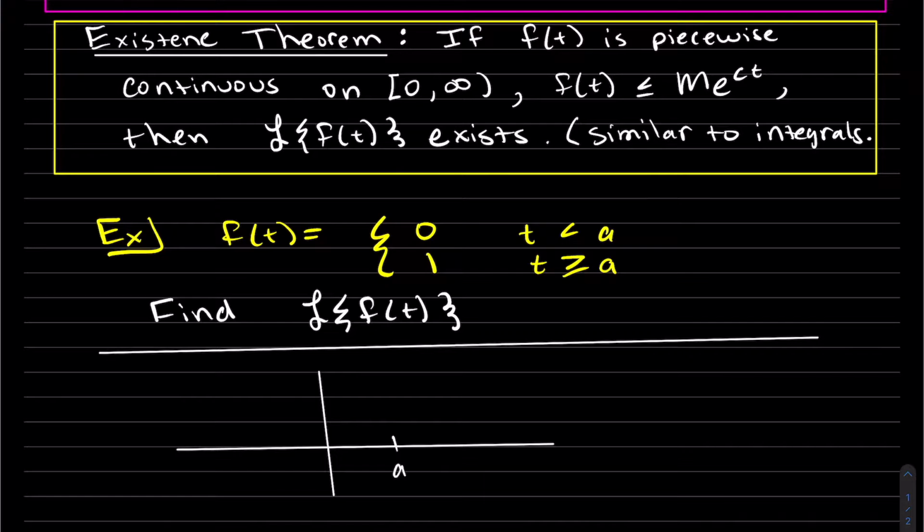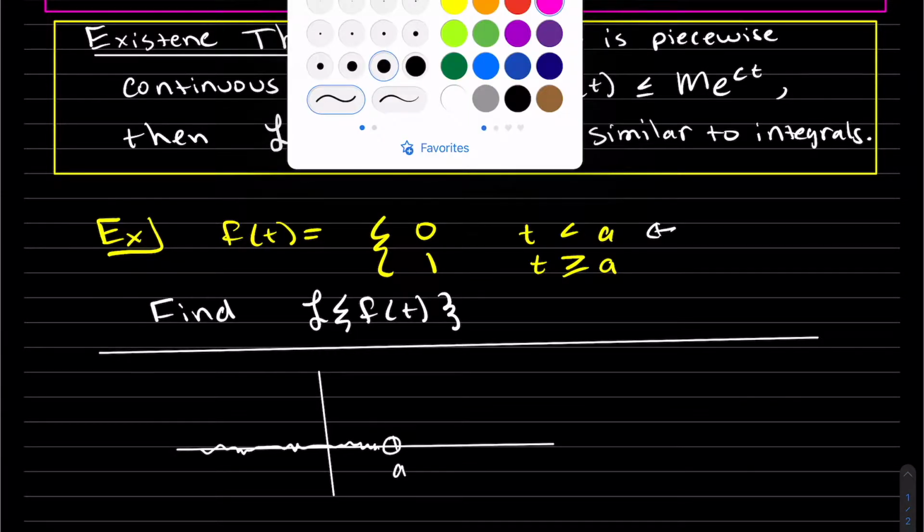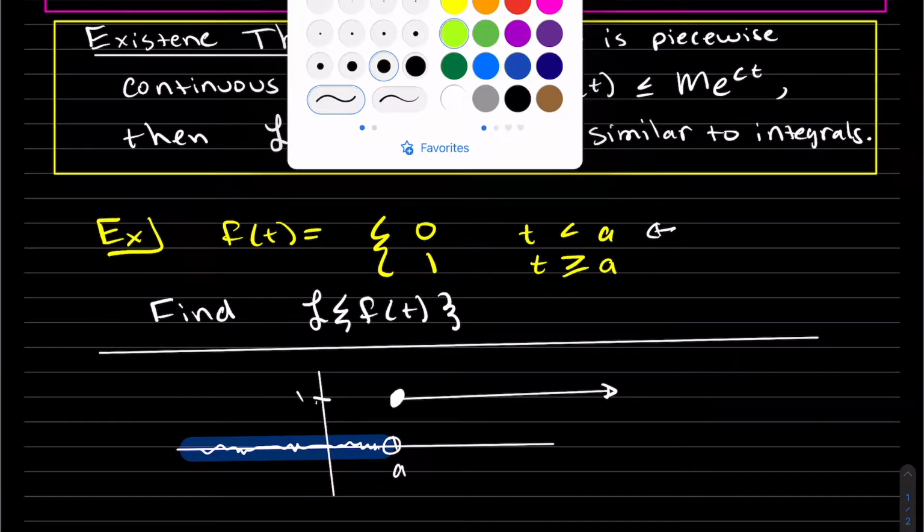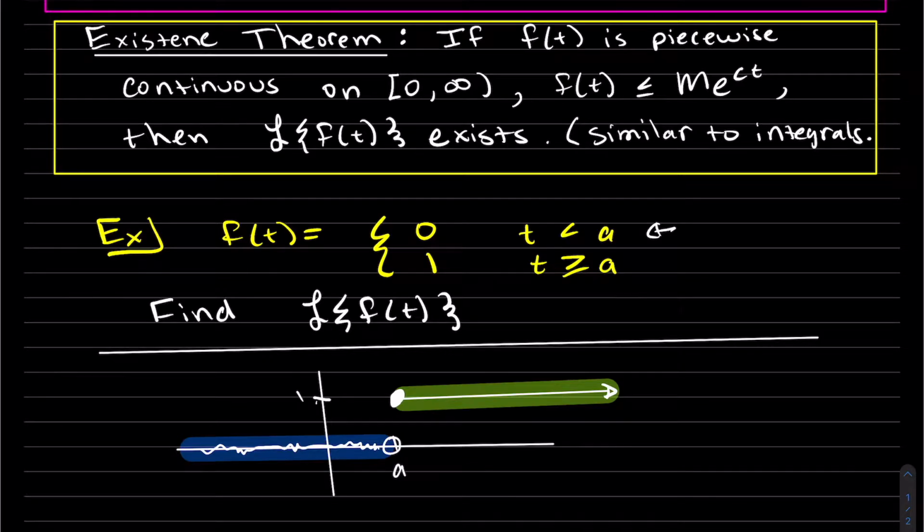At a, to the left of a, t is less than a. We'll open that and come this way. We'll give it a highlight. Going this way. And let's call that 1. It's filled in. Goes this way. Different color. So there's the graph of it.